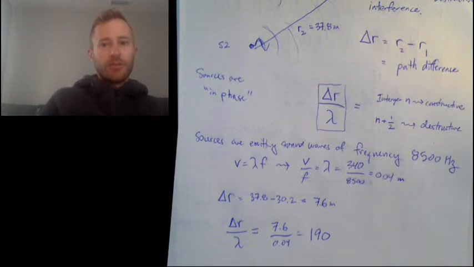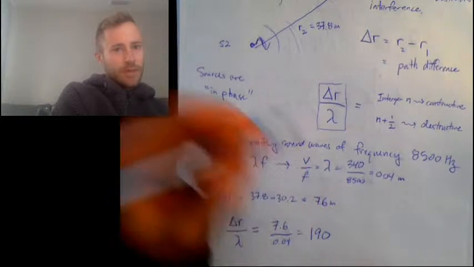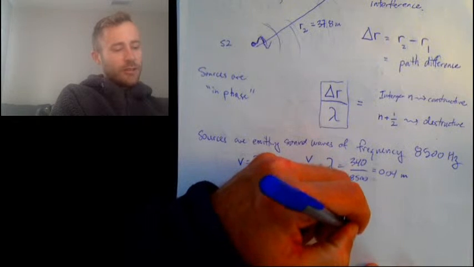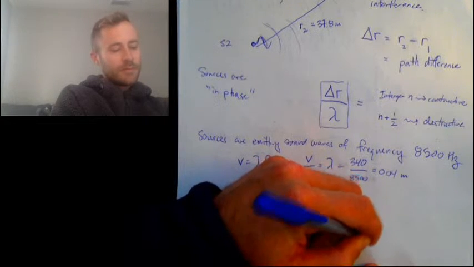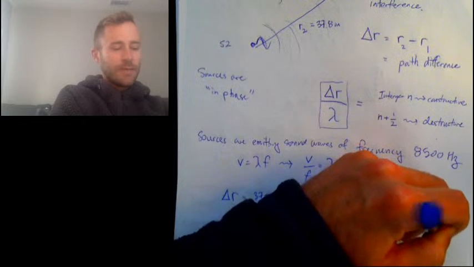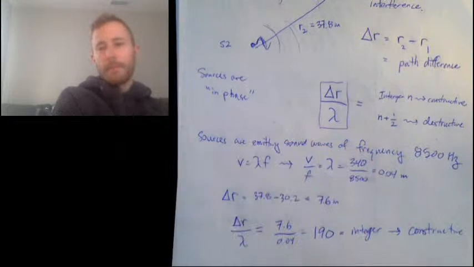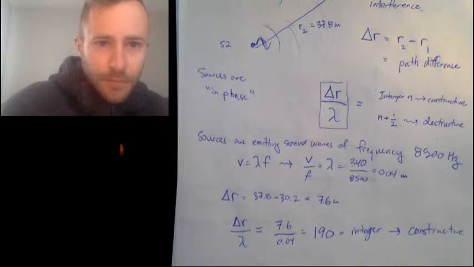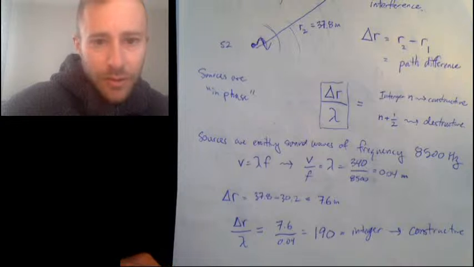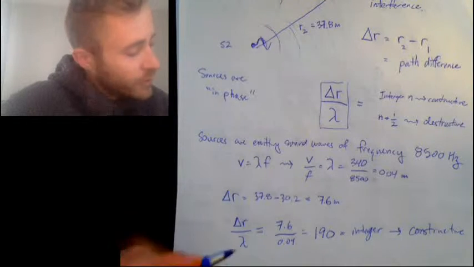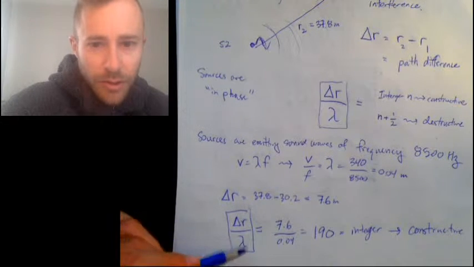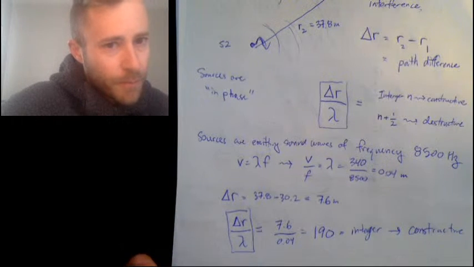Okay? So that means this is an integer. So that means we are going to have constructive interference at that spot. Okay? There's a problem in today's quiz where I ask you to compute the path difference in units of wavelengths. What I mean by that is you just compute that ratio. So you just tell me what that ratio is.